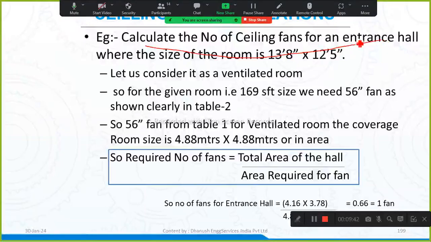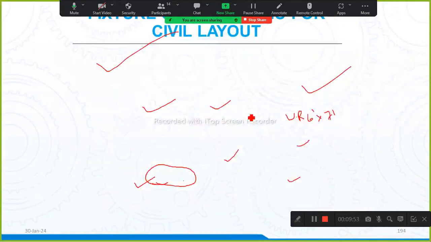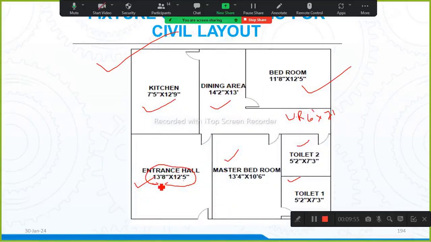Calculate the number of ceiling fans for an entrance hall where the size of the room is 13 feet 8 inches into 12 feet 5 inches. My room size is 13 feet 8 inches and 12 feet 5 inches, the dimensions of the entrance hall which we had seen.